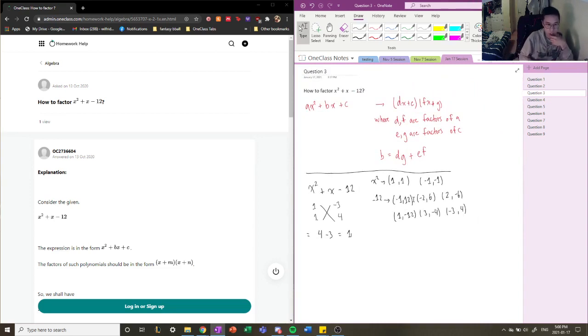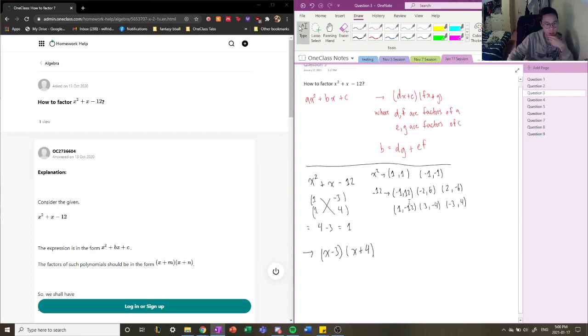Once you have found your proper factors and put them in the right order, this is your first bracket of factors, and this is your second bracket of factors. So now we can write out the factored form, which is going to be x minus 3 times x plus 4. That's how you factor this quadratic function, and this is the entire method of doing so.